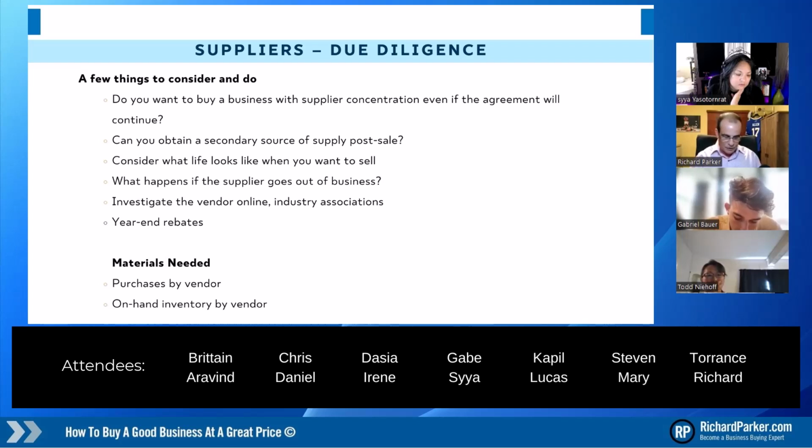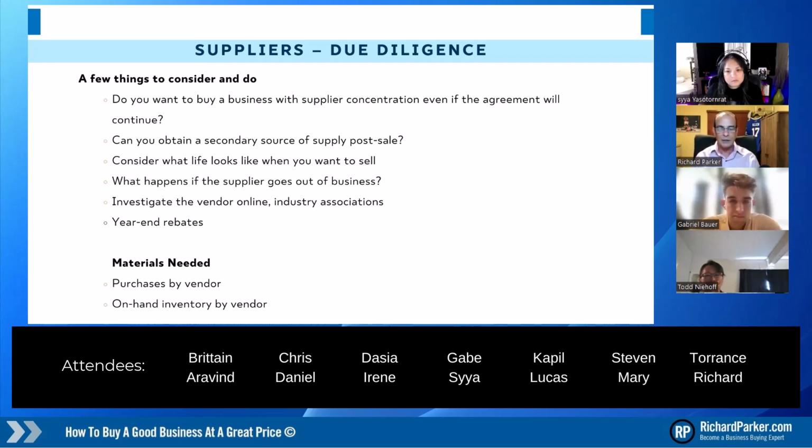A few things to consider and do. Do you want to buy a business with supplier concentration, even if the agreements will continue? Think about that. That's important because one of the main goals of buying a business is you control your own destiny. So if you're beholden to one supplier, you need to consider that. I'm not suggesting for a second that you don't do it. I'm saying investigate it and also consider whether you are comfortable with that.